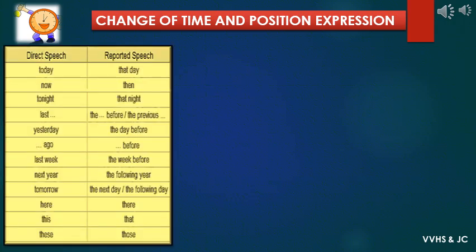Now let's understand the rules for changing words denoting time and position. When we change direct speech into indirect, some words denoting nearness of time or position are changed into suitable words denoting distance. Now take a careful look at the table. Today will become that day in the reported speech. Now will be then. Tonight will be that night. Last will be the before or the previous day.